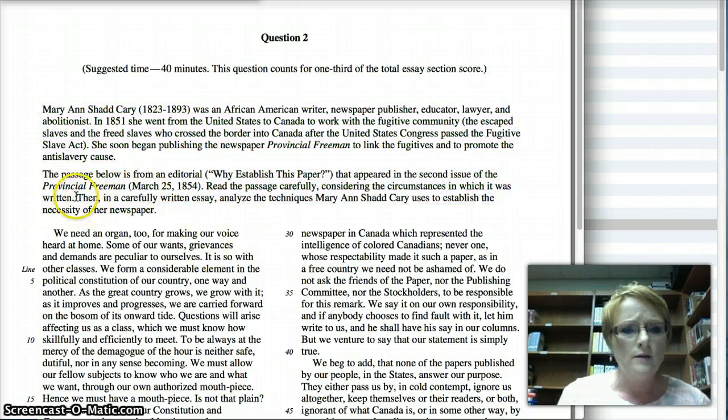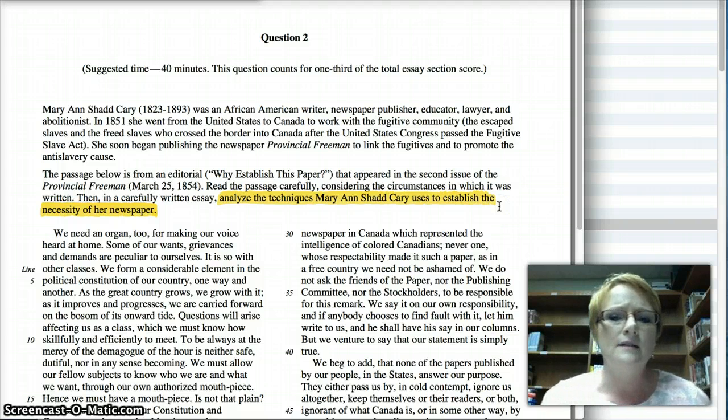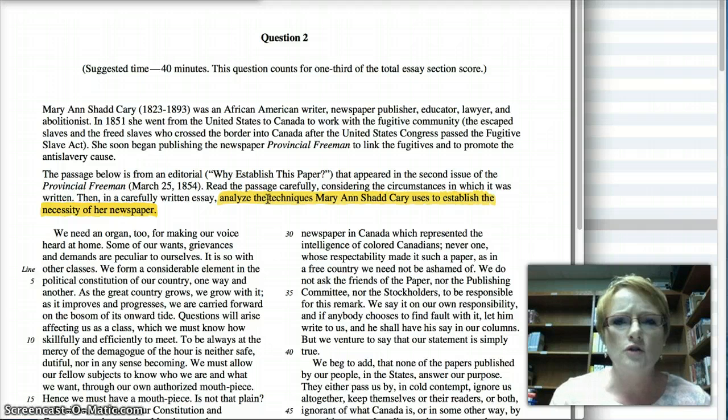Okay, so as we read, this is our goal here. We are going to analyze the techniques she uses to establish the necessity of her newspaper. Now, anytime in the AP essay you see this term techniques, you are thinking about diction, syntax, structure, logos, pathos, ethos, anything that the author does to make their purpose clear. Okay?